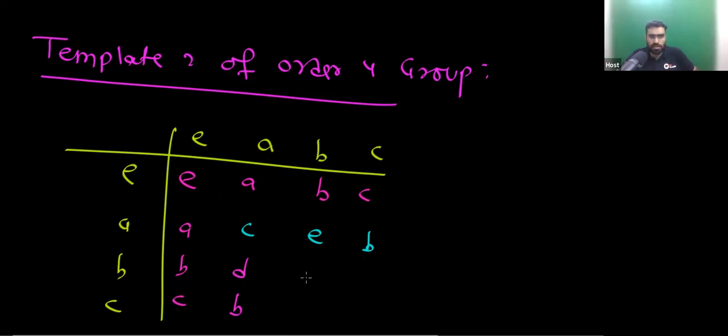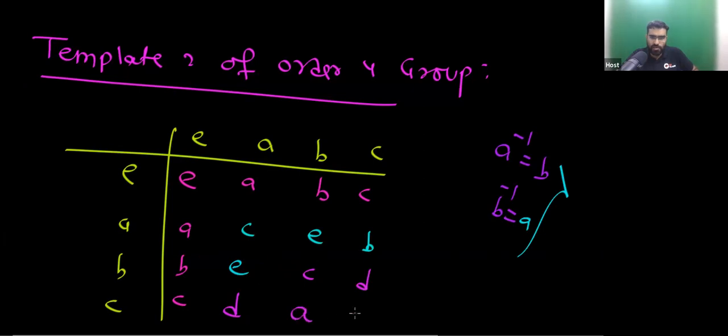Very sorry, some mistake we have done. So here this is correct, right? Because A inverse is B, B inverse is A. So this will be the identity element and this will be the identity element. Now this will be D. Here you cannot put C, so you have to put D here and C here. Now this is very easy. This will be A and this will be E.